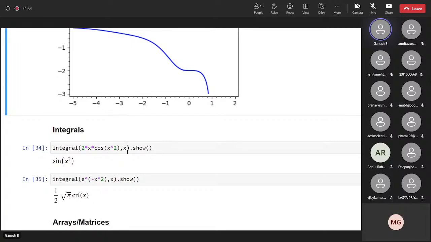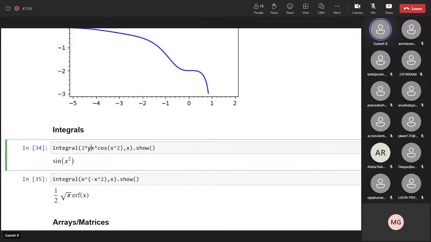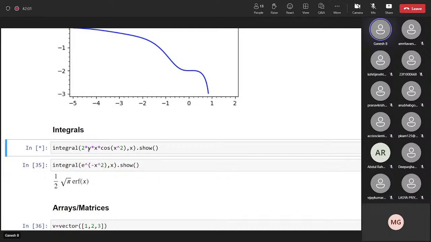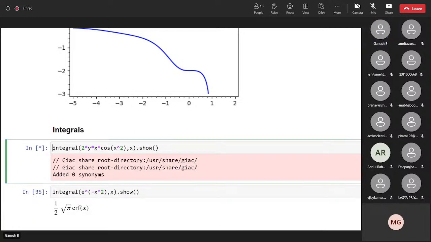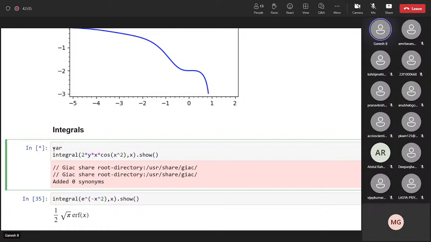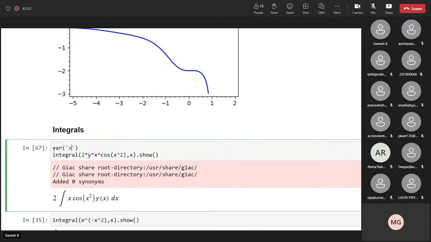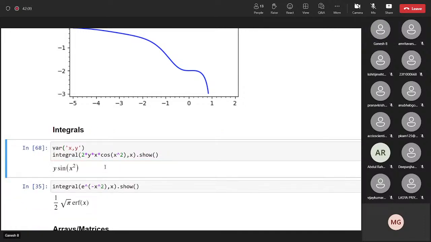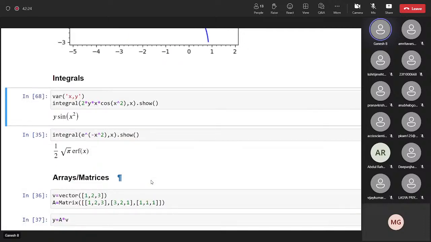And the reason why you do this: if there is some other variable y here, I'll have to define y. So it does not mess with y. It understands that y is an independent variable, and we're just integrating with respect to x, and it keeps y as it is. It's sort of like a reverse partial differentiation, if you will.